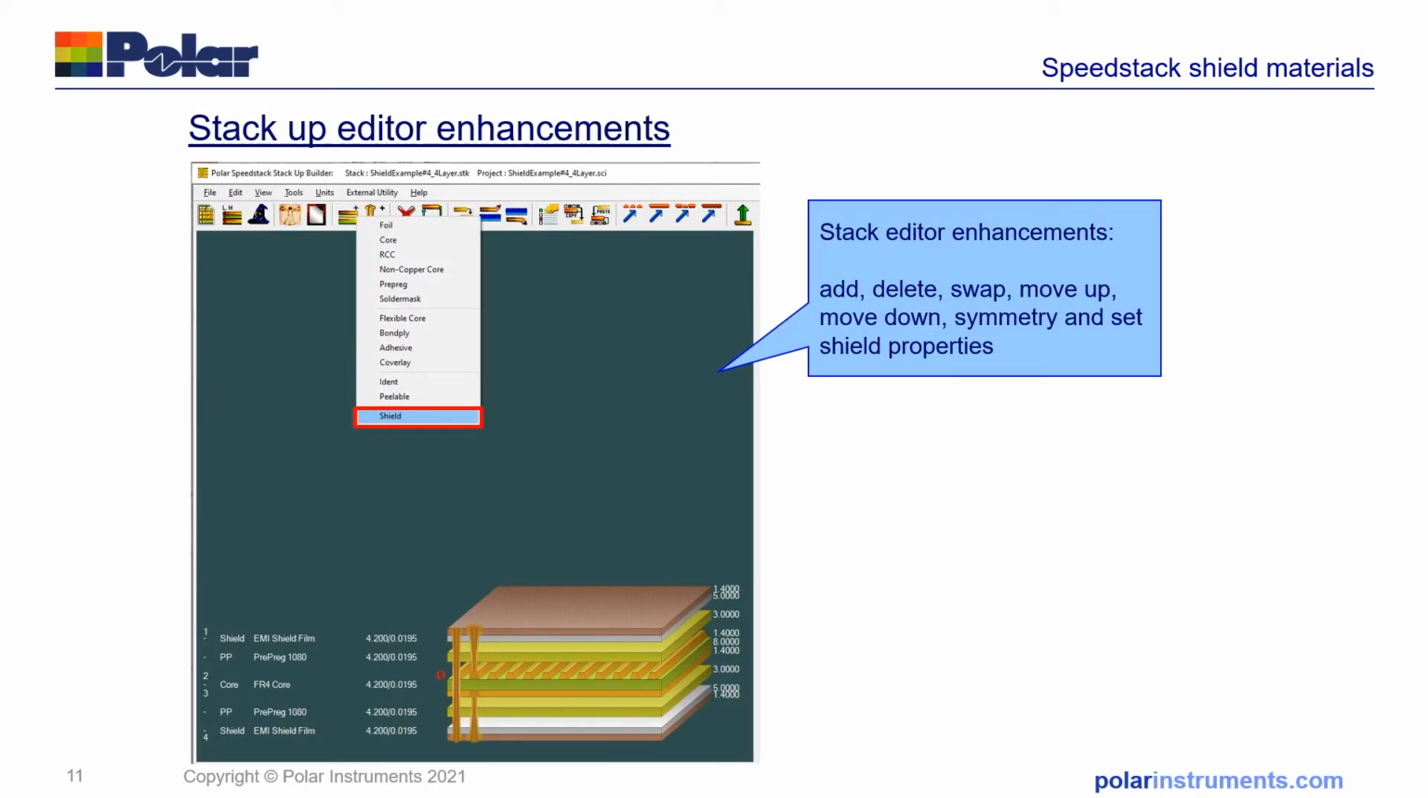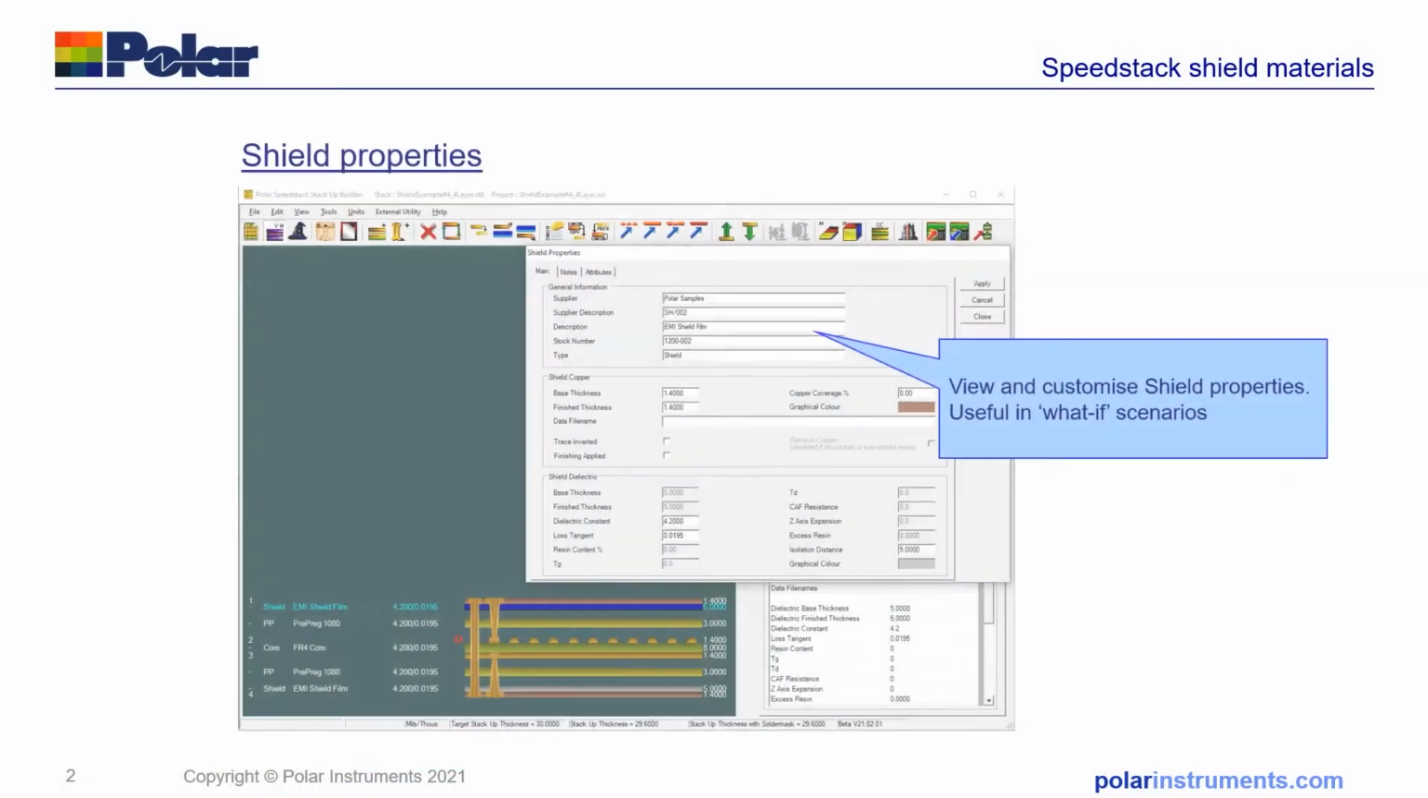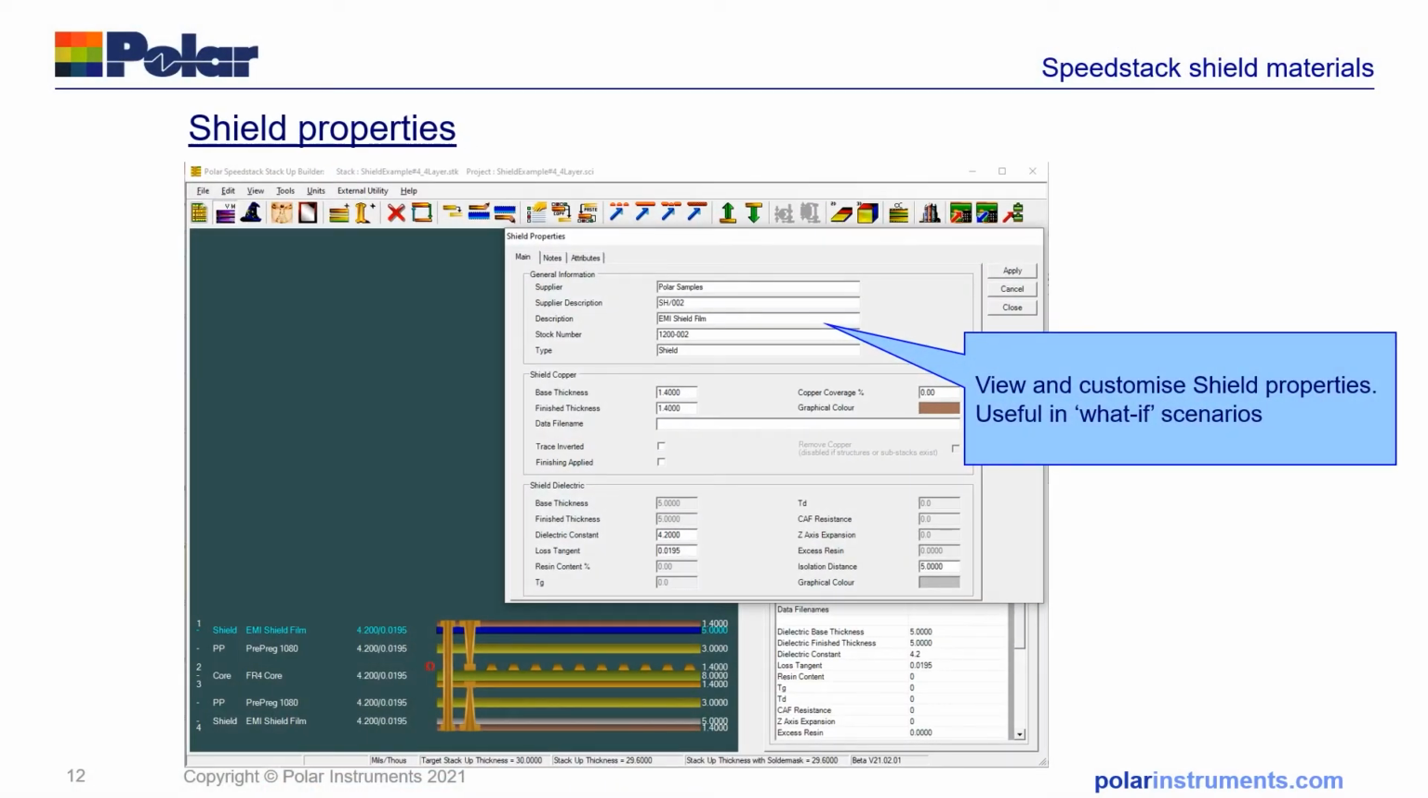Within the stackup editor, you can do all the normal things you do with any other material: add, delete, swap, move up, move down, set symmetry, and set the shield properties. You can customize the shields from within the editor. It's useful for what-if scenarios when you want to make local customizations without affecting the data that's in the material library itself.